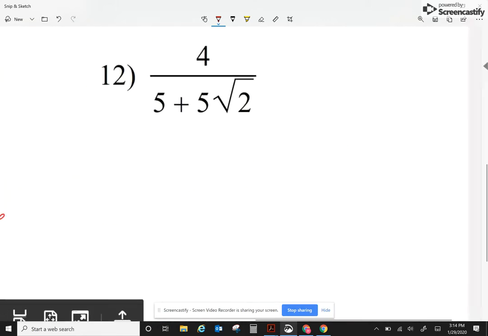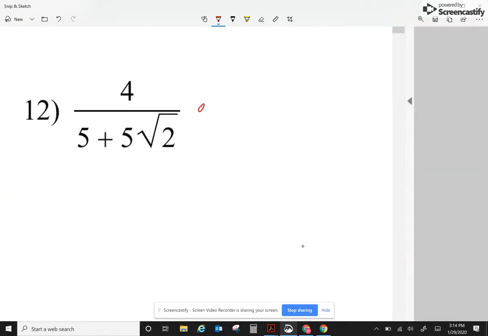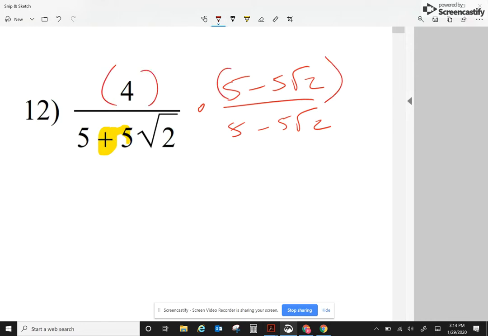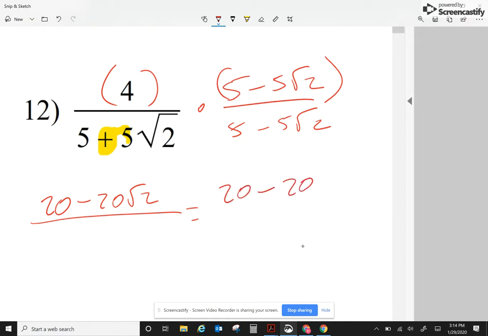My last example, let's take a look at here. I'm going to multiply top and bottom by 5 minus 5 radical 2. I change the plus sign to a minus sign. So on the top, let me distribute the 4. That gives me 20 minus 20 radical 2. Nothing I can do, so I'm just going to leave it as 20 minus 20 radical 2.